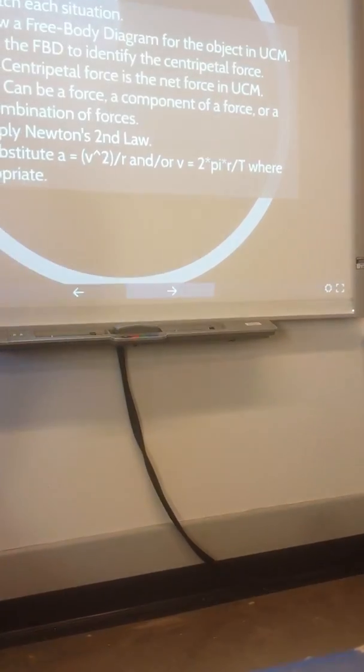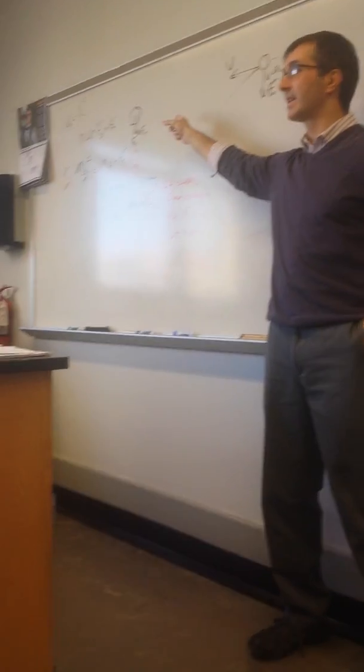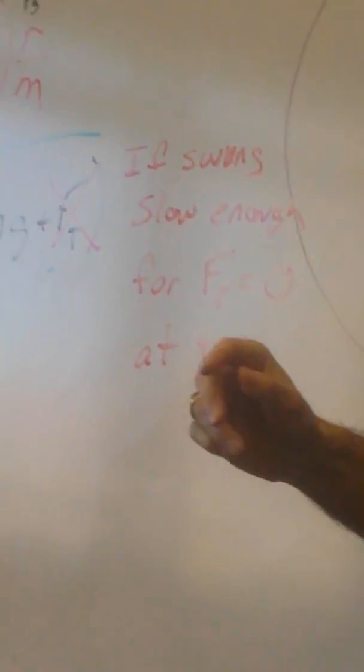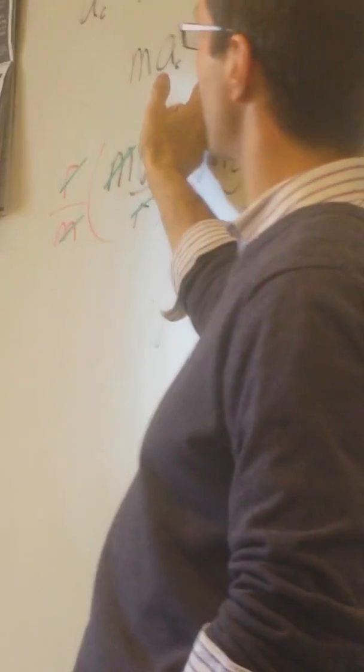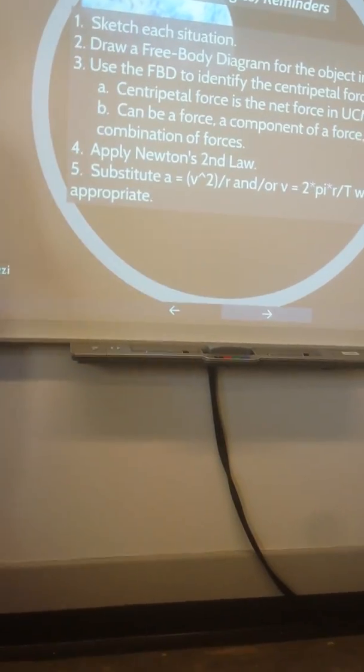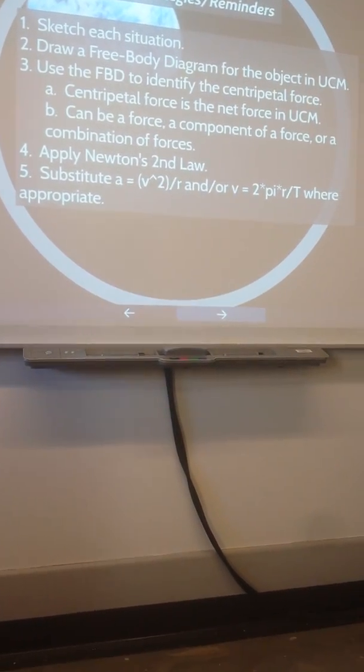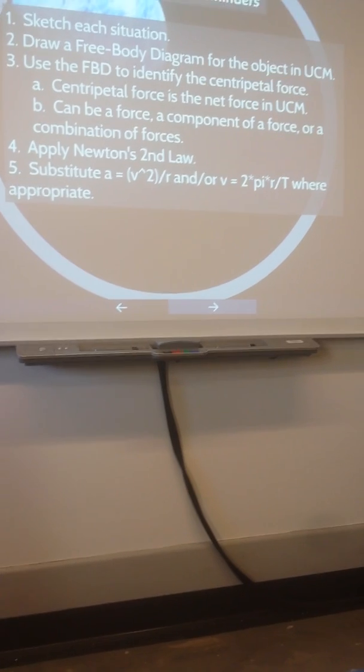Okay, so first thing we did, just like in the warm-up, sketch the situation. Then draw a free body diagram. That's what we did next. And then we used the free body diagram to analyze the centripetal force. We noticed these two were both pointing toward the center, so those were our centripetal forces. Notice that your centripetal force is not a separate force.